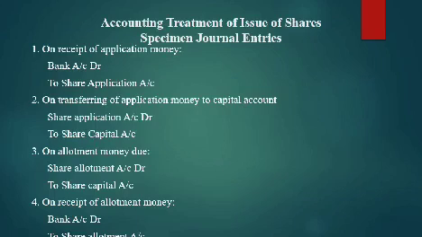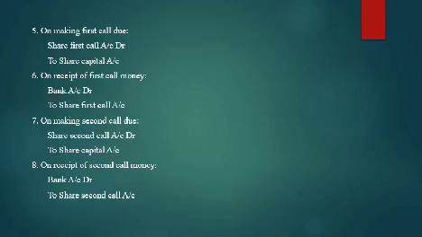Next, the allotment stage. The corporate company allots shares to shareholders: share allotment account debit to share capital account credit. Now, the fourth entry, the investor pays the allotment money: bank account debit to share allotment account credit. The allotment stage is over.